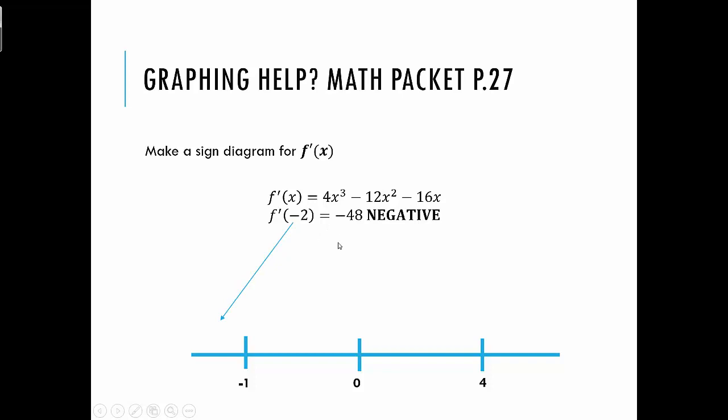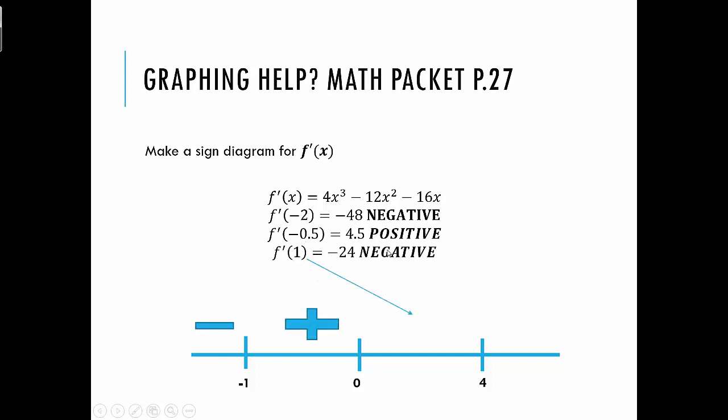So I plugged in a -2, I got a negative value, which means it's decreasing. I plug in a -0.5 because that would be in between here, so that says this piece is positive, so it's increasing. Plug in a 1 because that's between 0 and 4. I get a negative value, so that says the function is decreasing. And then finally I plug in a 5 and I can see that it's increasing.